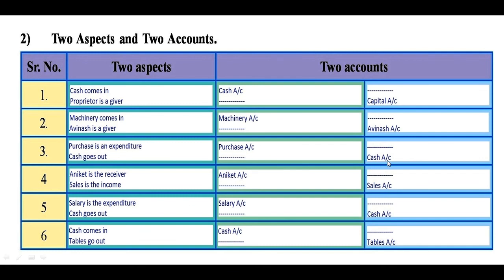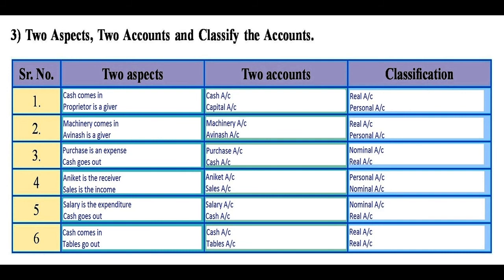Now, what are the type of these accounts? Purchase being an expenditure is the nominal account, while cash is the real account because we can see cash, we can touch cash. So, cash is the real account, while purchases is the nominal account.